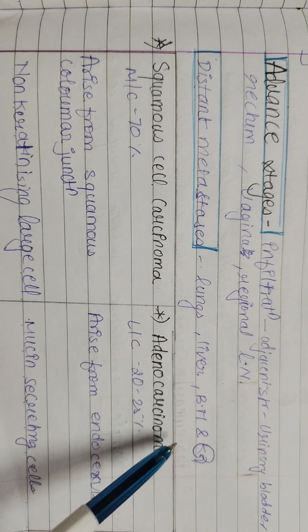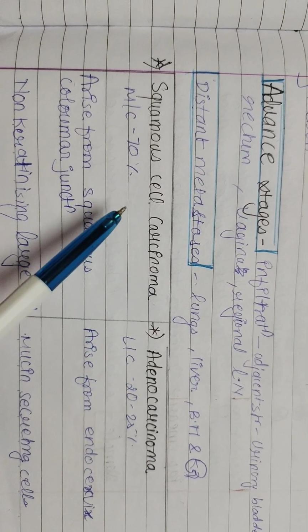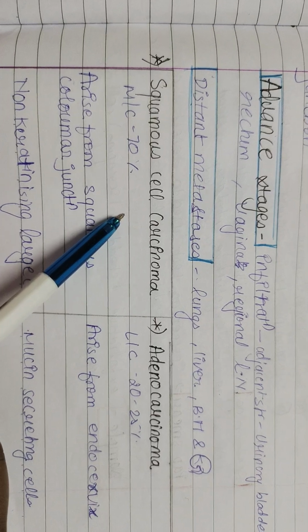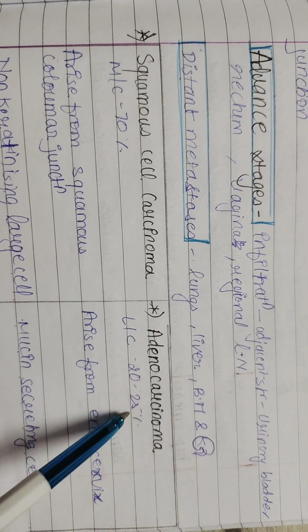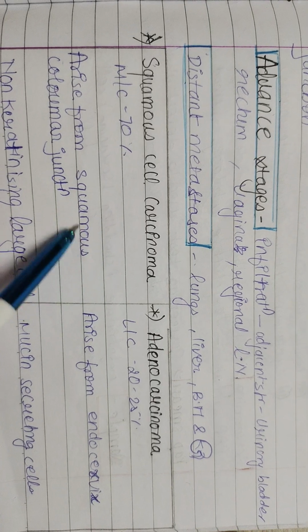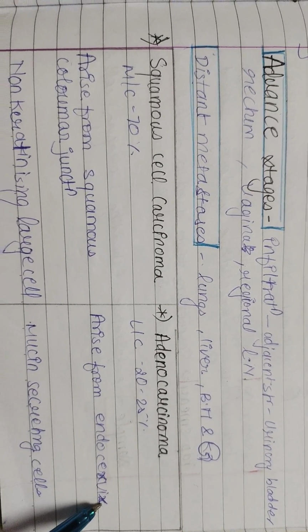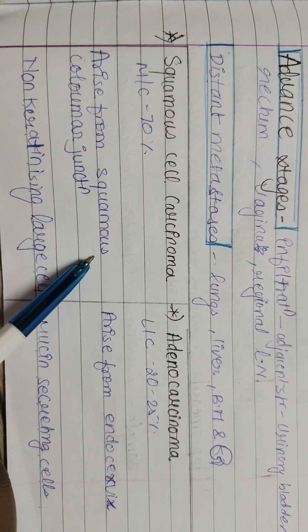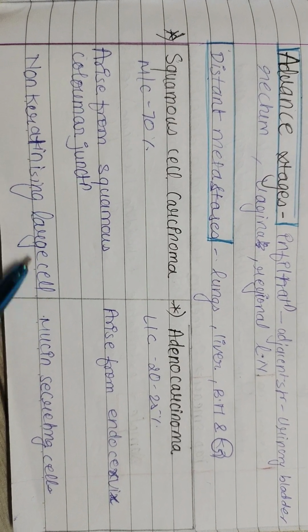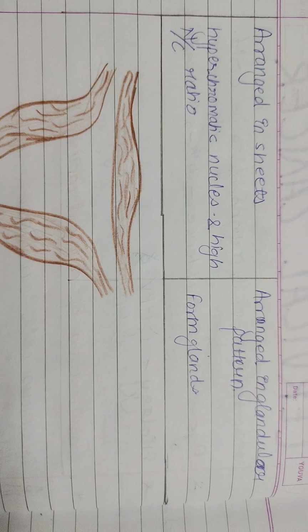Now we will study squamous cell carcinoma and adenocarcinoma. Squamous cell carcinoma is most common, it is 70%, and adenocarcinoma is less common and it occurs in 20 to 25%. Squamous cell carcinoma arises from squamocolumnar junction. Adenocarcinoma arises from endocervix. Squamous cell carcinoma contains non-keratinizing large cells. Adenocarcinoma contains mucin secreting cells.